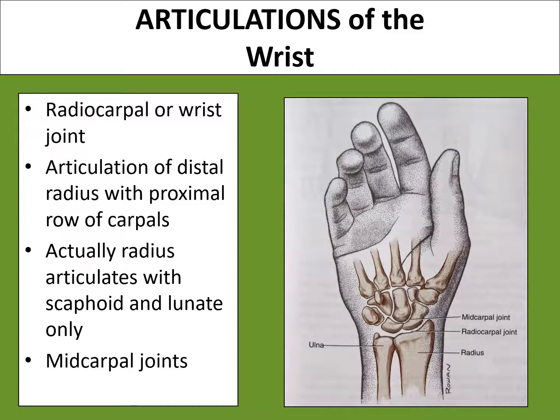The articulation at the wrist consists of the radiocarpal joint, which is the radius articulating with scaphoid and lunate. There is actually a disc at the distal end of the ulna, and so the ulna does not articulate with the carpal bones.